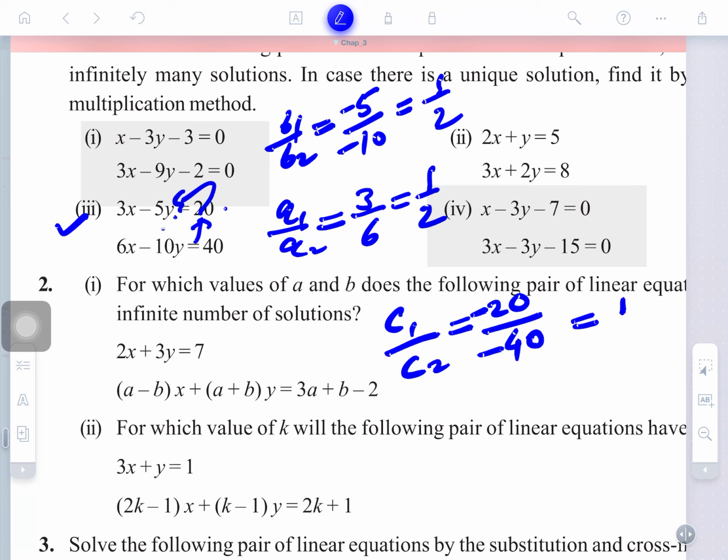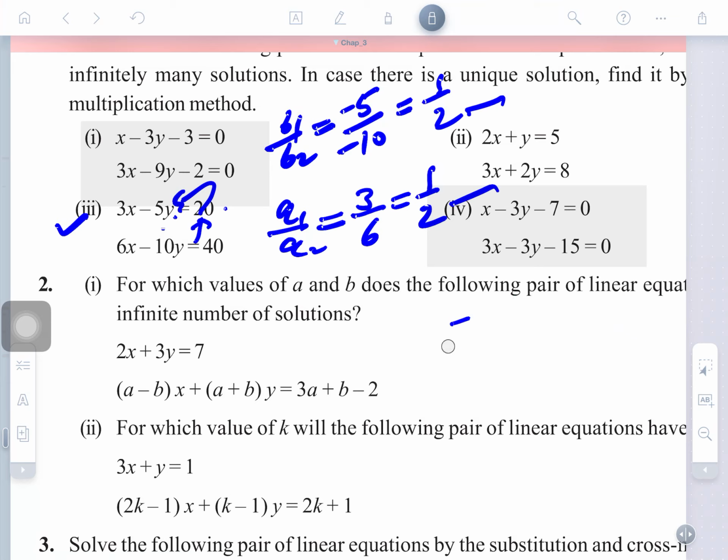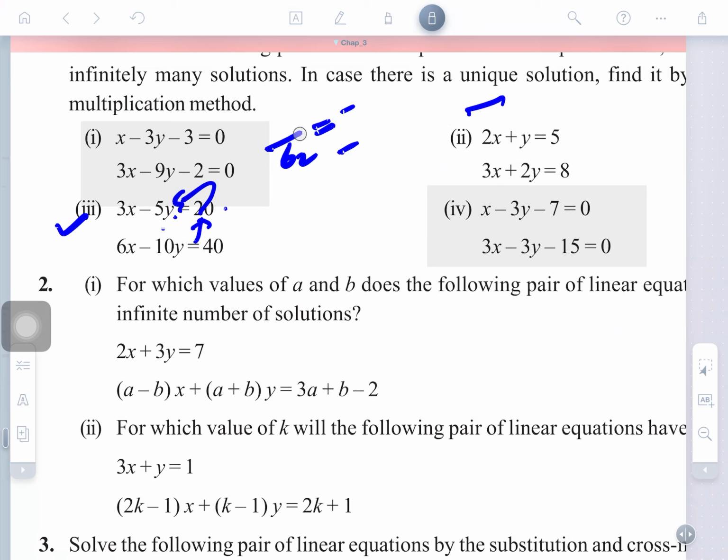If I solve this further, it shall come 1 by 2. You may see all three ratios are coming equal. If all three ratios are equal, then it will have infinitely many solutions. So we do not have to solve this by the cross product method. Well understood? So we have also solved this.